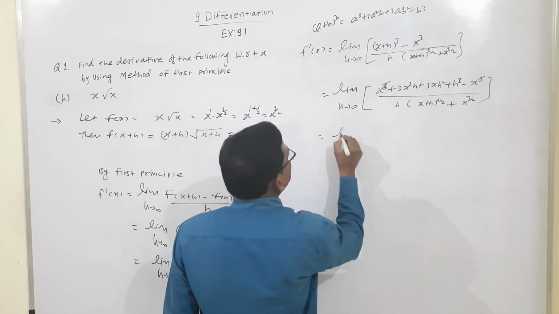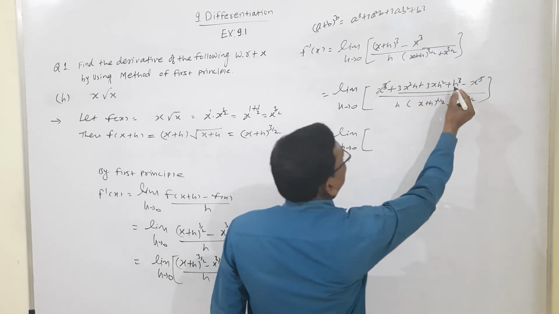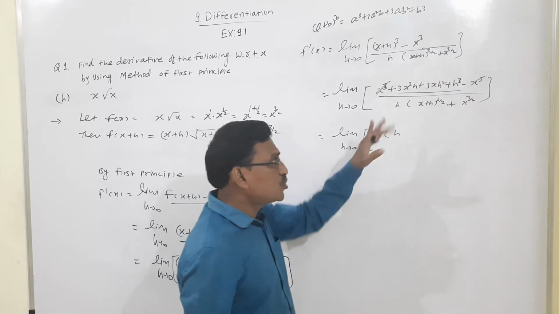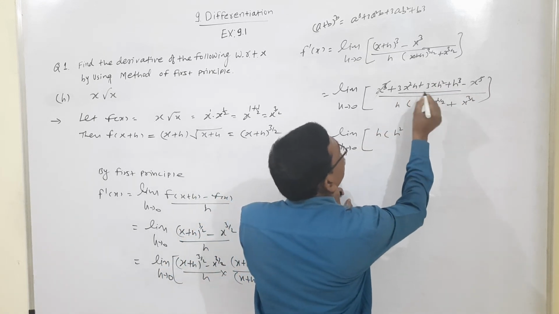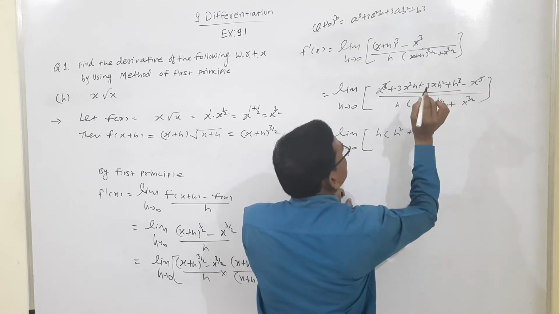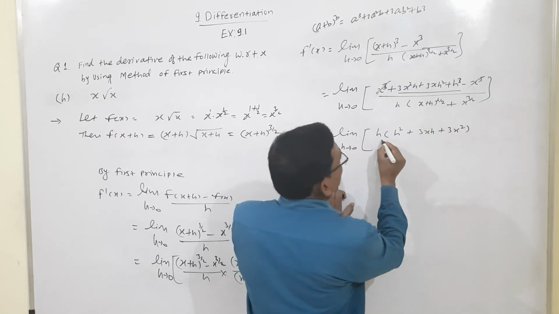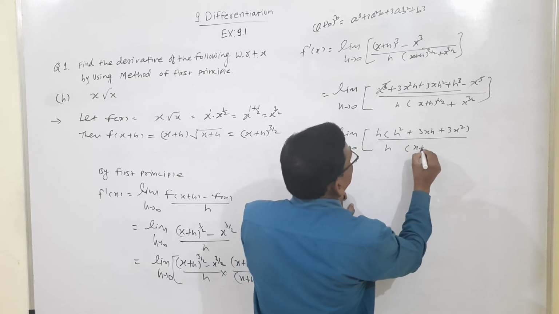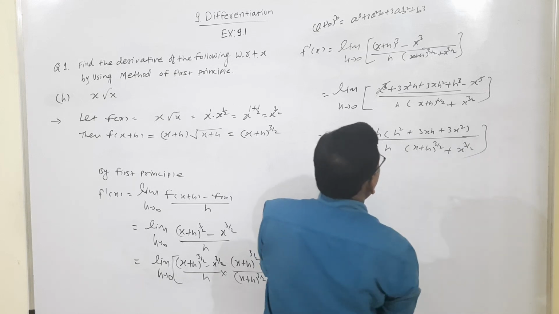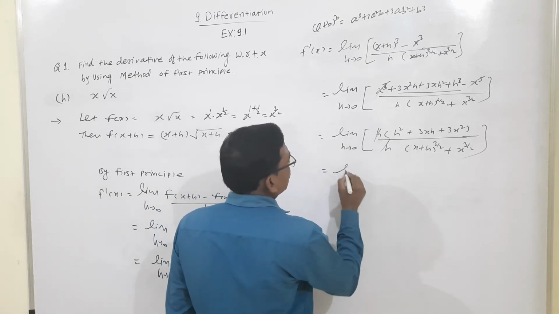Now from the remaining terms we take h common. So take the first term: when we take h common from h cube, it is h square only, and from the second term it is 3x h only, because it is h square, and the last term is 3x square, divided by h into x plus h whole raised to 3 by 2 plus x to the power 3 by 2. Now this h will get cancelled, and therefore we apply the limit separately.